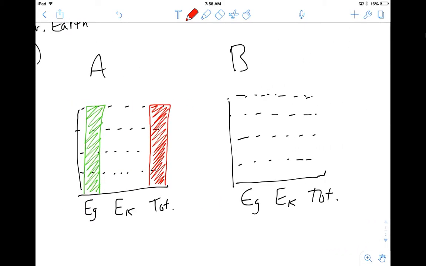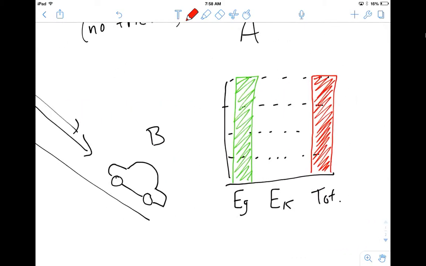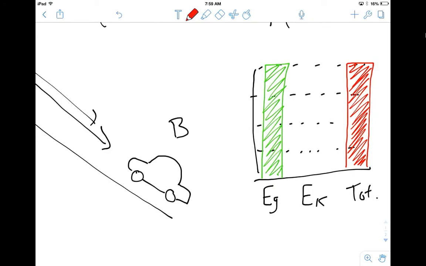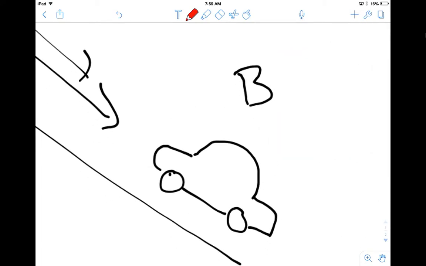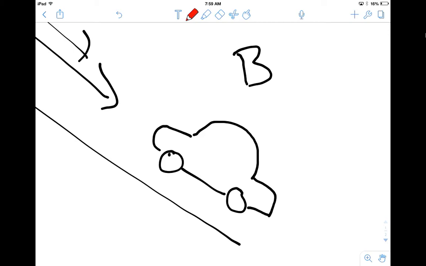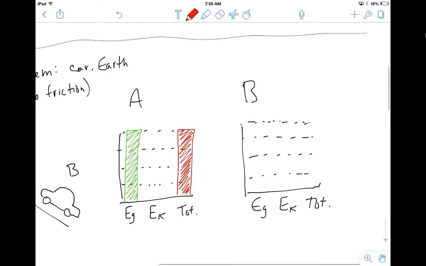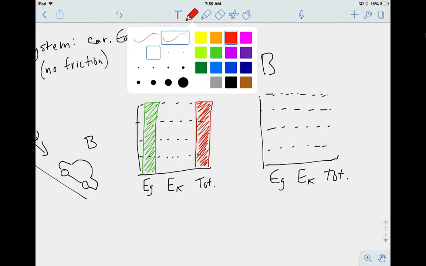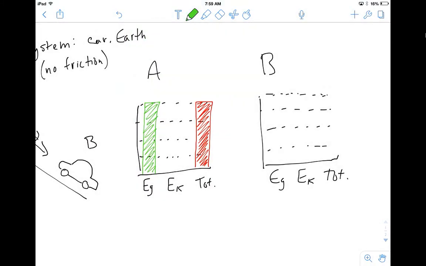Now B, when I look at the car, now the car has made it to the bottom. So the car is moving, but, zoom in on B, the car is moving and now it's down to the ground, okay? So it doesn't have any more height, it doesn't have any more potential to fall, so all of its energy got changed into kinetic energy.